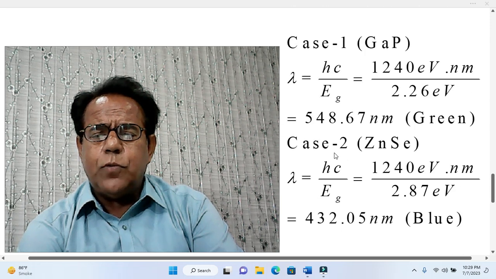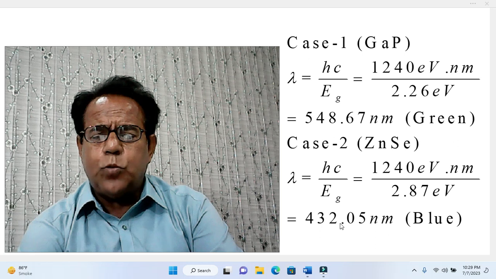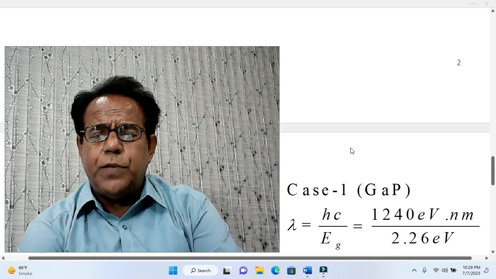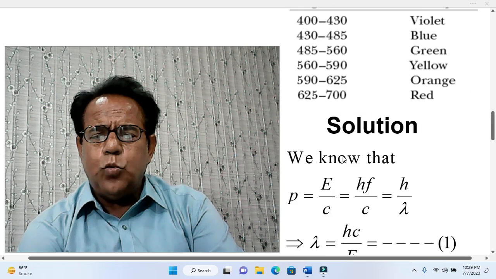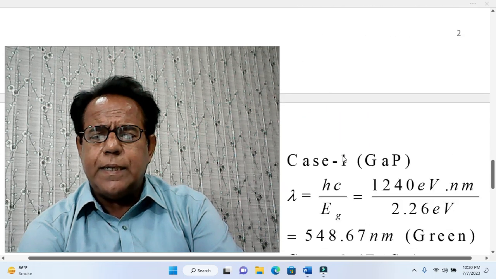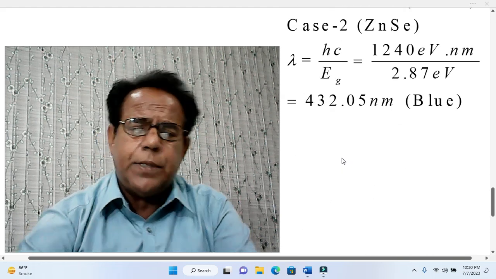Similarly, now we come towards case 2, zinc selenide. Here lambda becomes equal to 432.05 nanometer, and if we compare this value with the table, then we conclude that its color is blue. Okay, so this is the end of our problem.